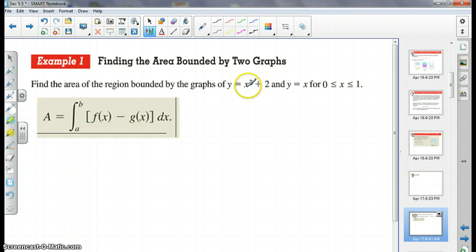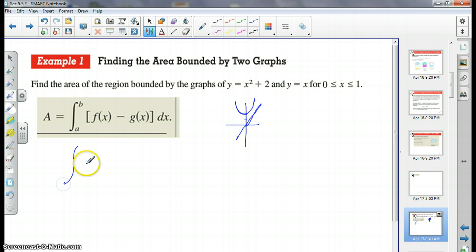So I think this is a parabola, this is a line. If you were to graph these really quickly, I know this one's starting up 2 units, so it's a parabola going this direction, and this is that y equals x function. So I can see that the upper function is going to be y equals x squared plus 2, and the lower function is going to be x.